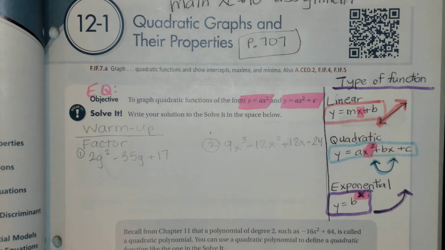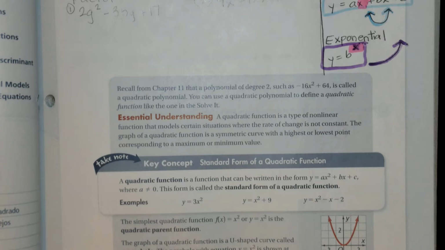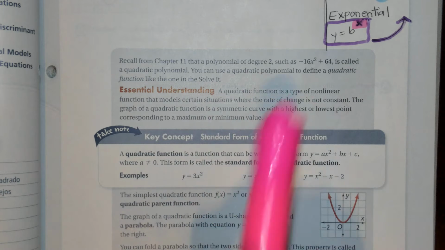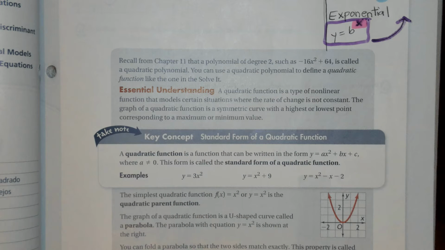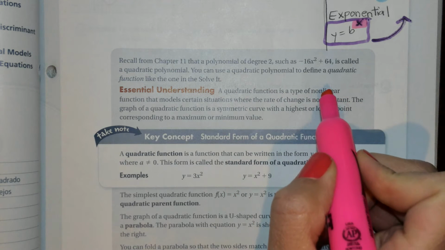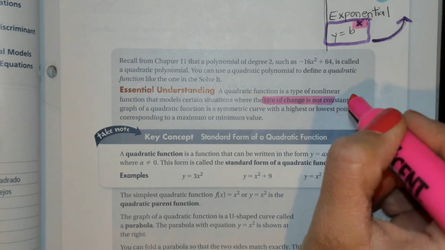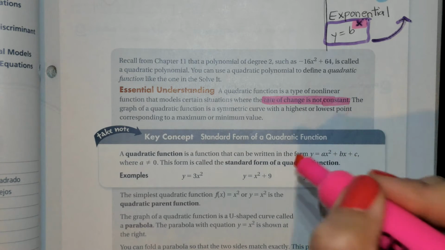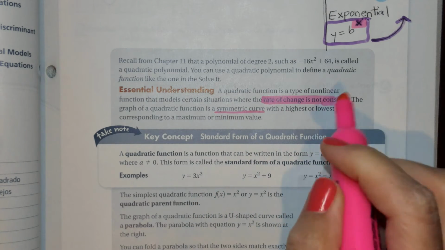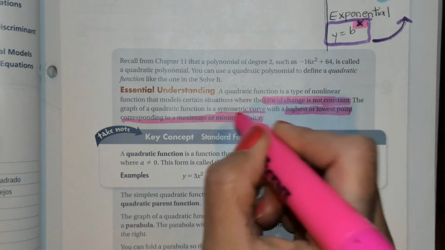All right, so it is important to have a highlighter as we go through this, and also a pencil and maybe even a calculator. So I would recommend you go back and look through this a bit more to try to get a better understanding. But basically, a quadratic function is a type of nonlinear function. So it's not a line, a nonlinear function that models certain situations where a rate of change is not constant. The graph of a quadratic function is a symmetric curve with the highest or lowest point, that's going to be very important, corresponding to a maximum or minimum value.